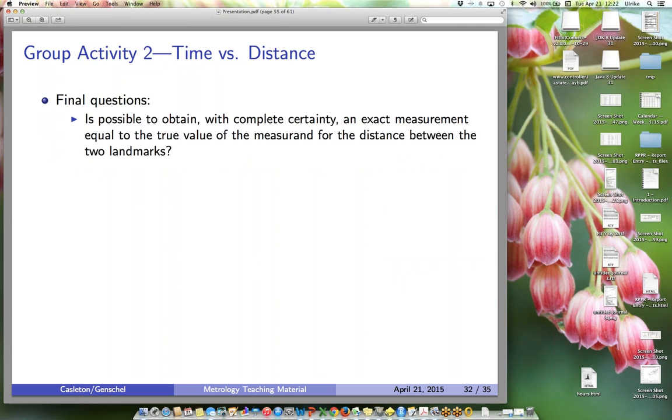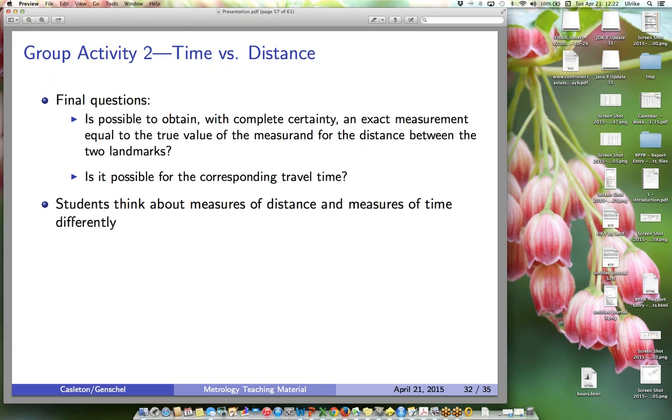Now, one of the questions that we ask, and we were prompted to from earlier research, is: is it possible to obtain with complete certainty an exact measurement equal to the true value of the measurement for the distance between the two landmarks? And then the same question, but this time with respect to time.